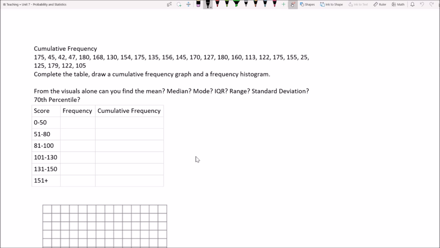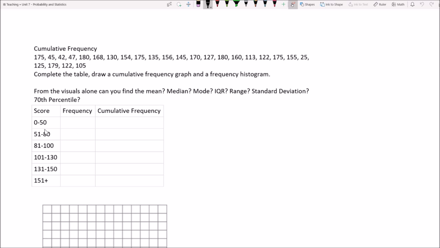Final thing we're going to look at today is called cumulative frequency. Very similar to frequency, and I think you'll find it very intuitive, so let's get going on it. So what we're going to do, we have some data set here. This is actually from test scores from a few years ago, I think. We're going to complete a table, draw a graph, and a frequency histogram, and we're going to see what we can find from the visuals.